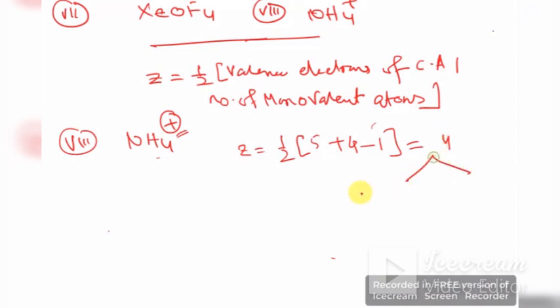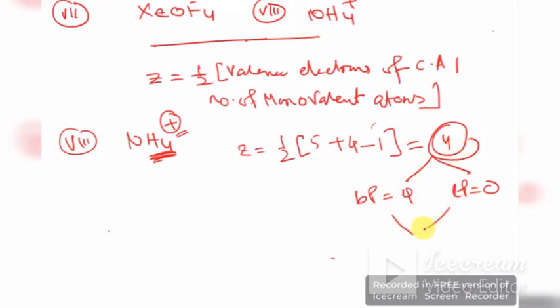How many bond pairs? Bond pairs will be 4. Why is it 4? Because the total number of bonded atoms is 4. Then the bond pair will be 4 and the lone pair will be 0, because the total electron pairs is 4. Then 4 0, 4 0, that means it is tetrahedral.